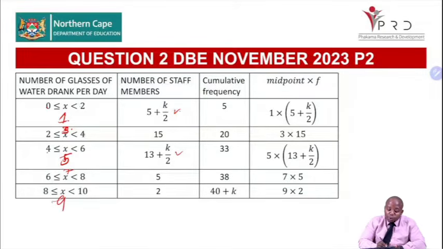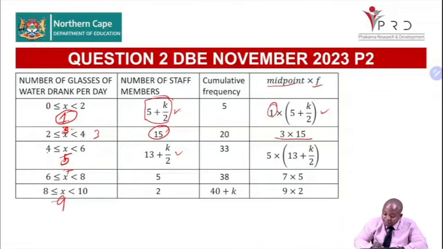So we're going to take 1, we are multiplying by the frequency. The frequency is going to be 5 plus K over 2. So that's midpoint times frequency. So the midpoint is 1 times the frequency. Then we take the midpoint here, it was 3. We multiply it by the frequency, which is 15.